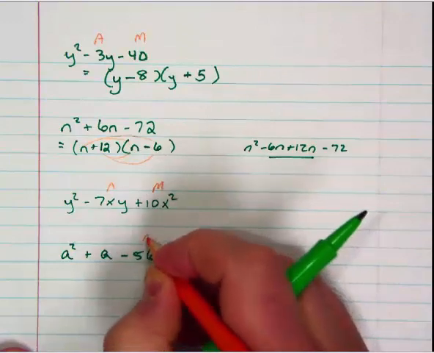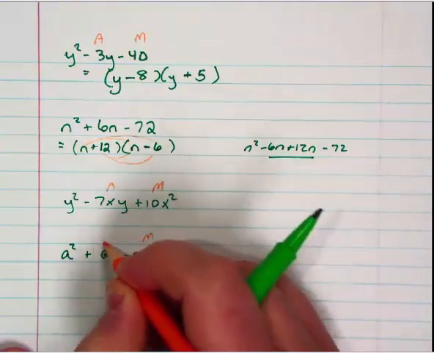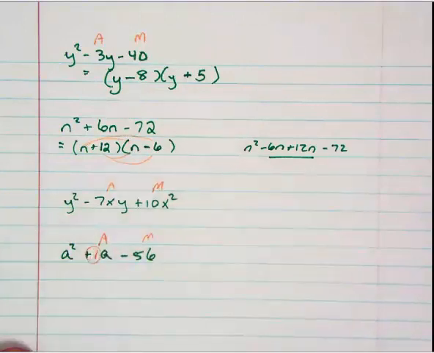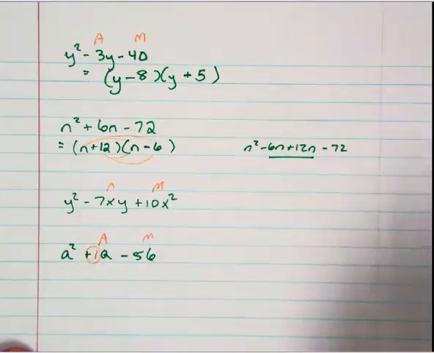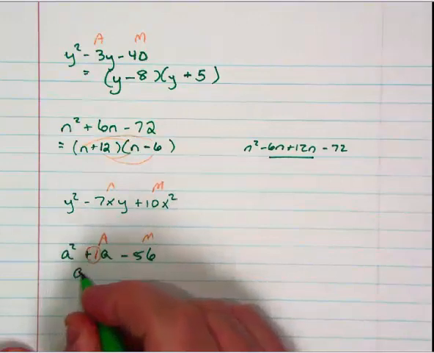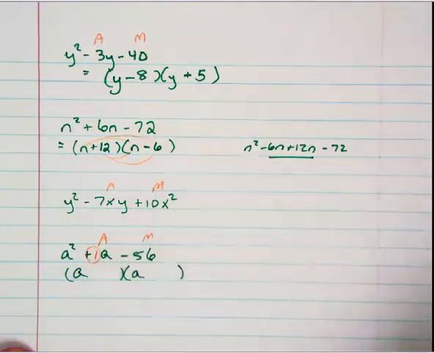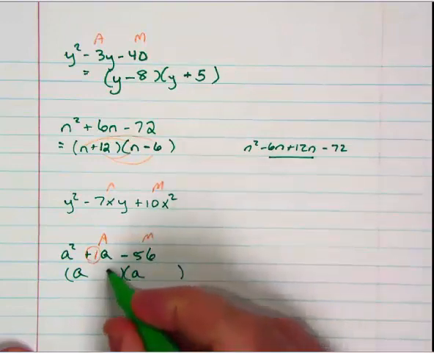So I'm looking for numbers that multiply to negative 56, that add. Keep in mind that there is a 1 right here. Okay, so factors of negative 56. Hopefully the first thing that comes to mind is 7 and 8. So I know this is a, and this is a. I know I'm going to use a 7 and an 8.